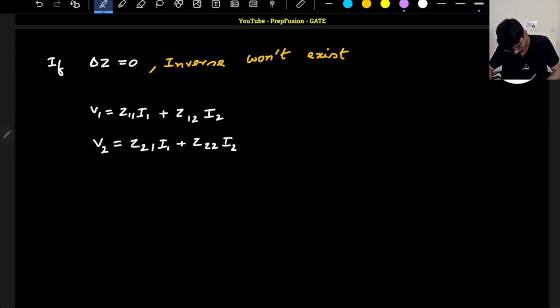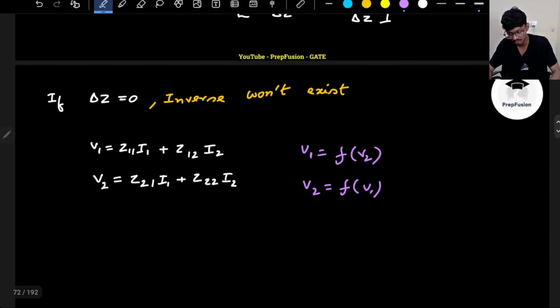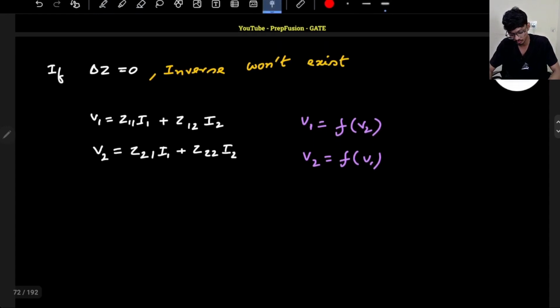So of course if the determinant is 0, that means my v1 is a function of v2, or v2 is a function of v1. And of course you already know that the y parameter will not exist if v1 and v2 are dependent on each other. v1 and v2 need to be independent, right?